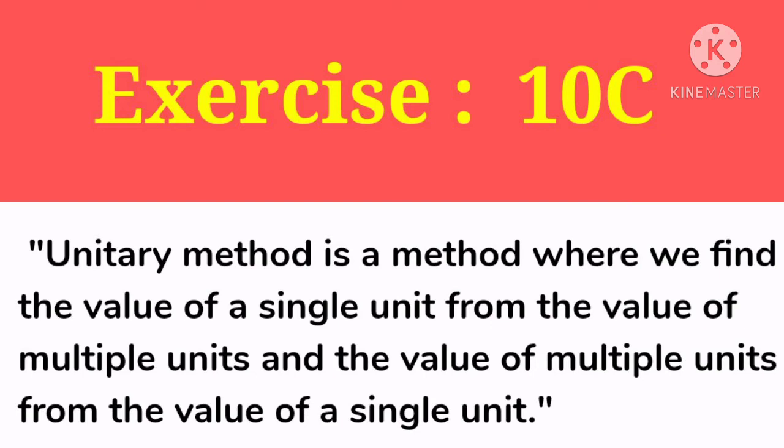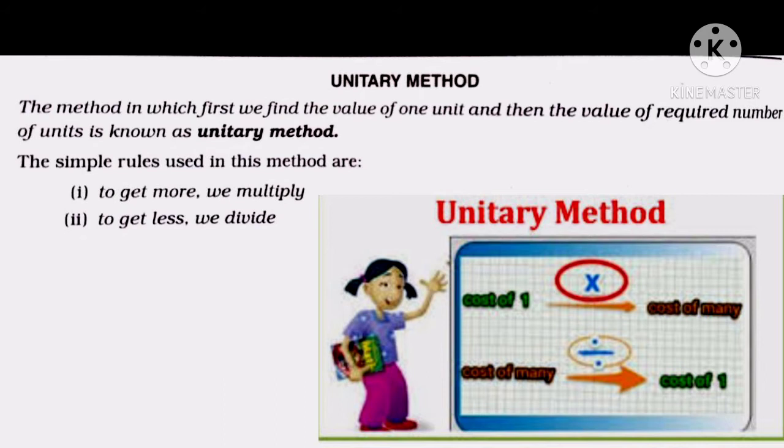So what is unitary method? Unitary method is a method where we find the value of a single unit from the value of multiple units and the value of multiple units from the value of a single unit. What do you mean by this? The word unit means one.